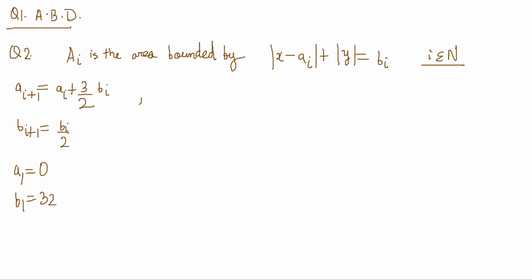Okay, and then you have to find a3. You have to find the limit as n tends to infinity of ai. So you have to find a3 is equal to what? You also have to find the limit as n tends to infinity of the summation of the areas ai, i equal to 1 to n. These two things.